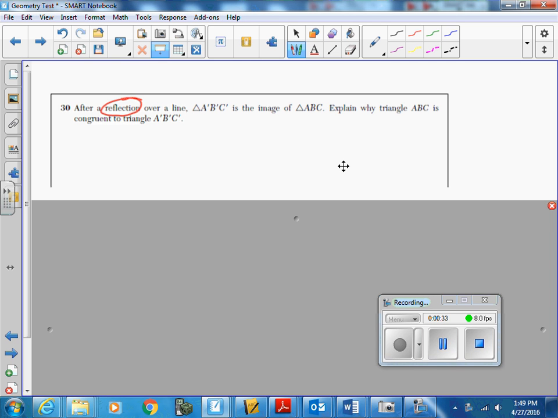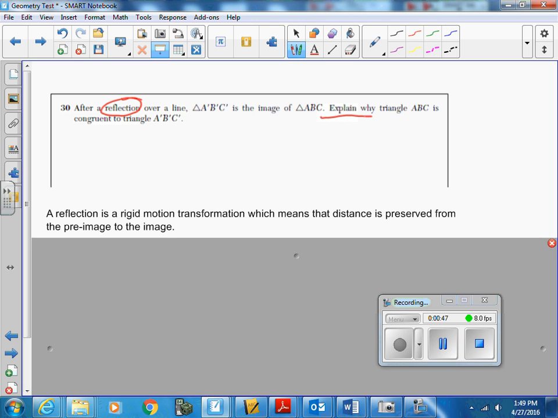But you have to figure out a way, or you have to explain it. That's something a lot of students have a lot of trouble with, explaining their thought process. So simply, what you can put is a reflection is a rigid motion transformation, which means that distance is preserved from the pre-image to the image.